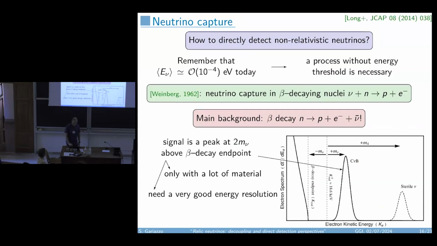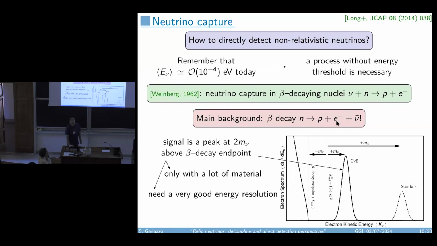This method is actually older than all the other ones that I presented here. It was proposed for the first time by Weinberg in '62. Weinberg proposed it for massless neutrinos, but it actually works even better for massive neutrinos. The idea is to have some nucleus which can undergo beta decay. For example, here I represent a neutron. The neutron decays to a proton, electron, and antineutrino. Instead of the antineutrino on this side, we can put it on the other side. So the neutrino triggers the emission of the electron.